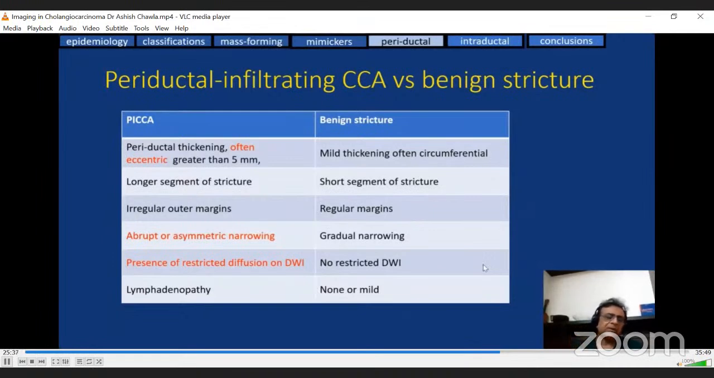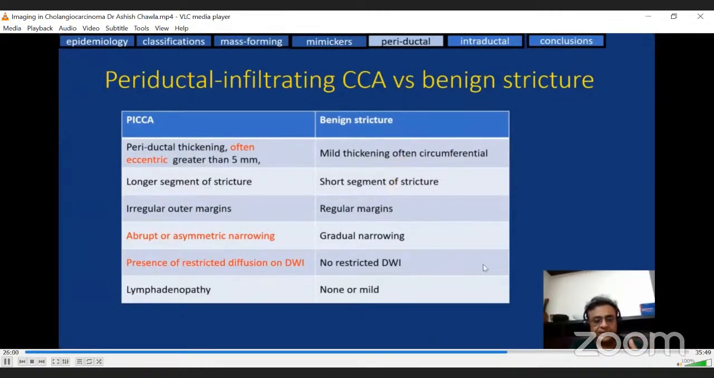So the final diagnosis usually is with the ERCP. We can suggest, we can look for the evidence. The evidence for malignancy is the presence of periductal thickening, usually eccentric, and abrupt narrowing. Restricted diffusion may also be present, but the tumor tissue is so small in volume that it is very difficult to have a restricted diffusion in that area.